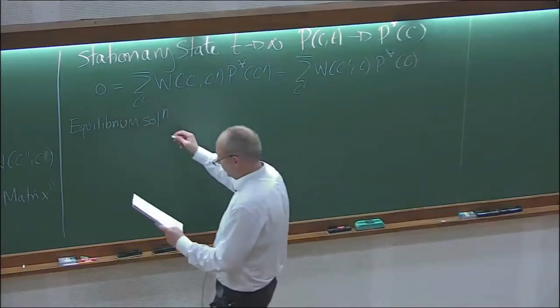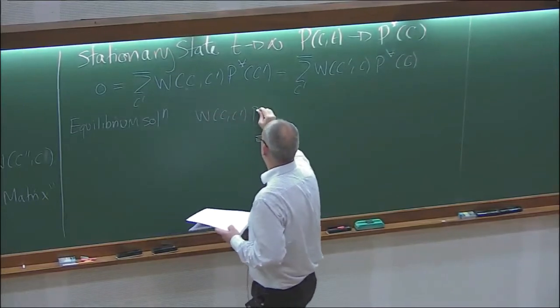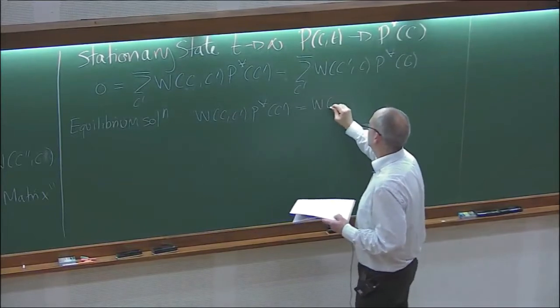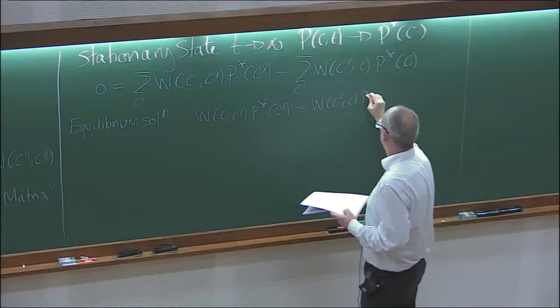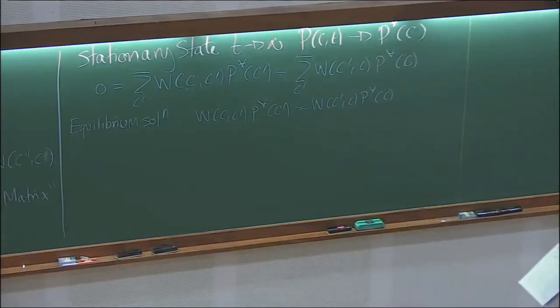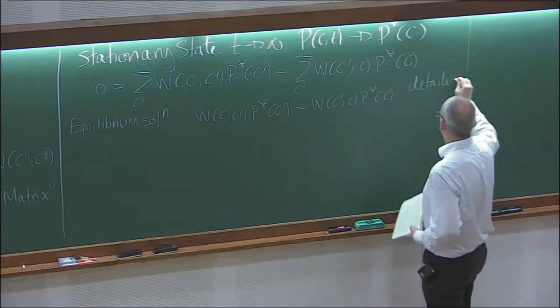The equilibrium solution is when W(C', C) P*(C') equals W(C, C') P*(C). And this condition is what we'll call detailed balance.